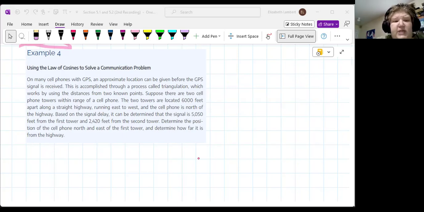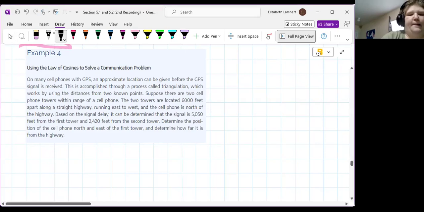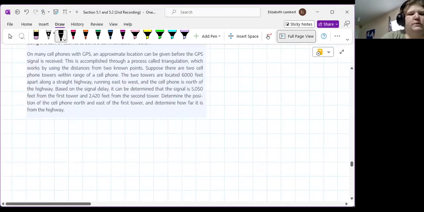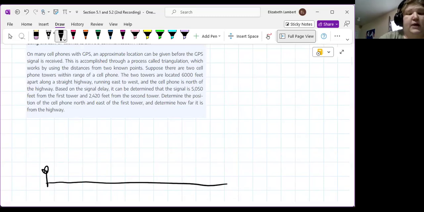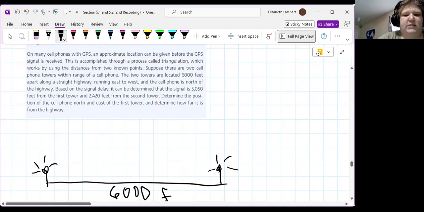Suppose there are two cell phone towers within range of a cell phone. The two towers are located 6,000 feet apart on a straight highway running east to west. So, highway, tower one, tower two. Give them little, that's how we know they're towers. And this is 6,000 feet between those two.